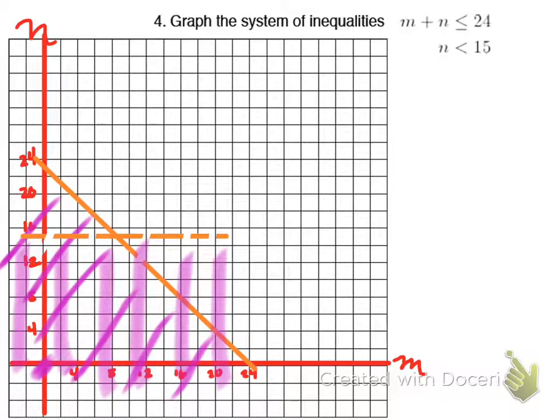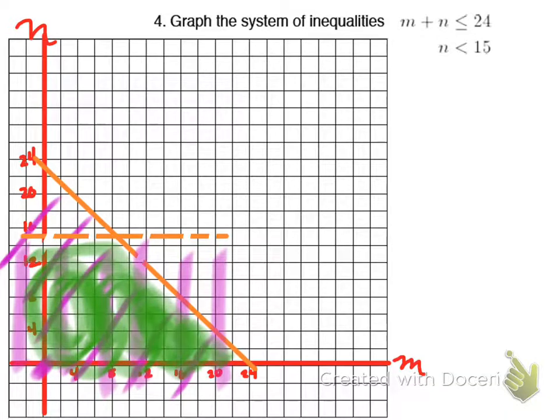Should be done ringing. Now the commonly shaded region, I'll go back and make that more clearly identifiable. Alright, so the commonly shaded region here is this portion in here. Okay, this is my commonly shaded region for the system of inequalities. Alright, let's move on to the next one.